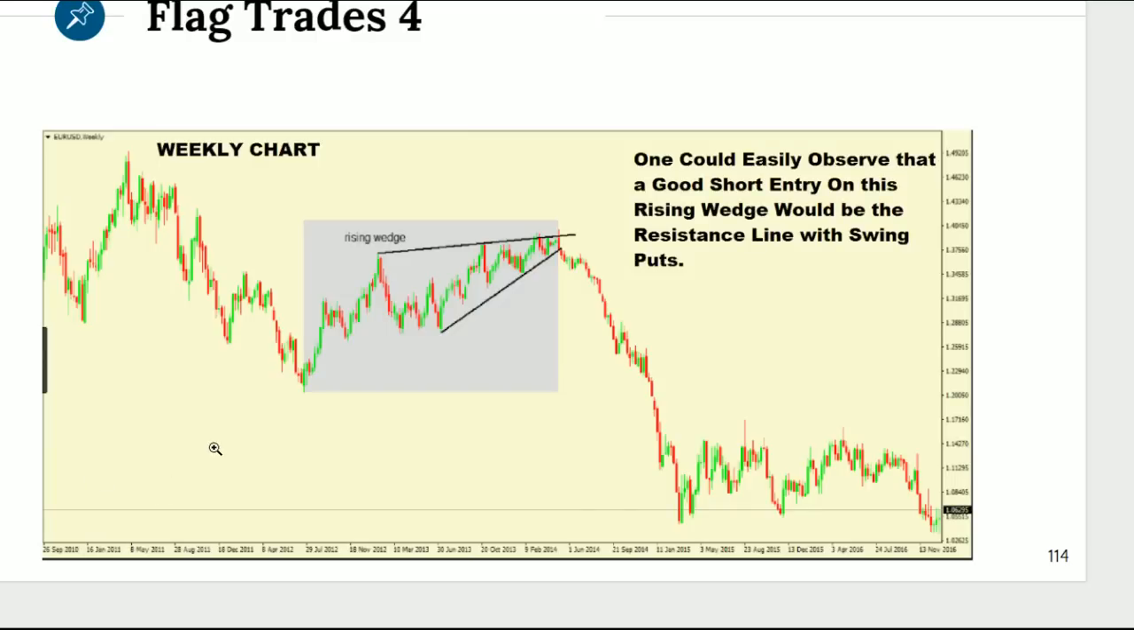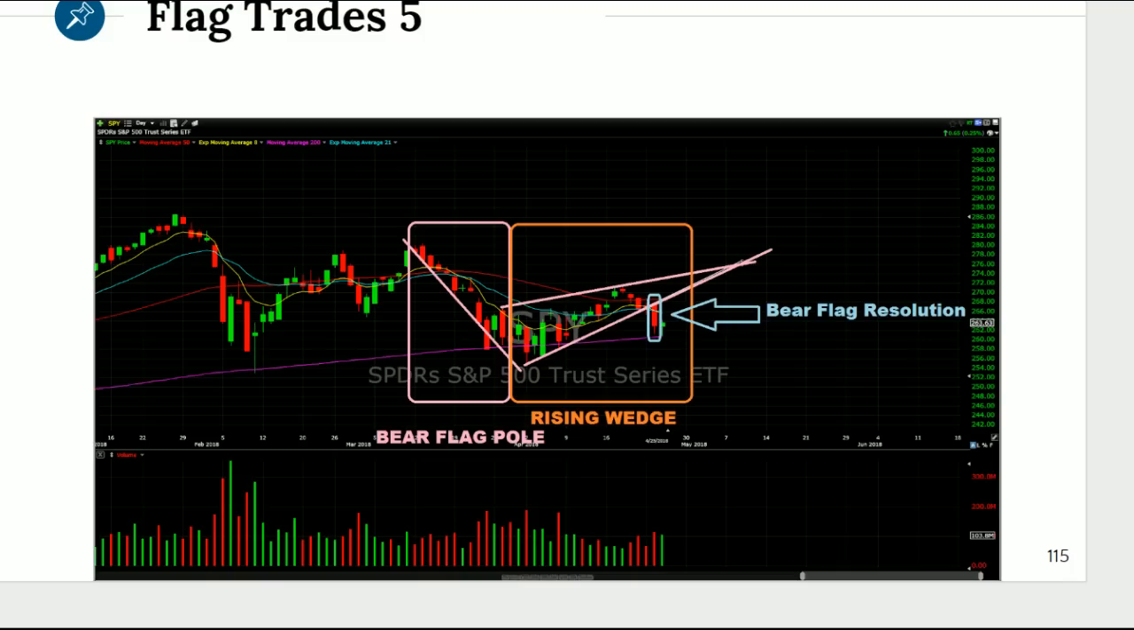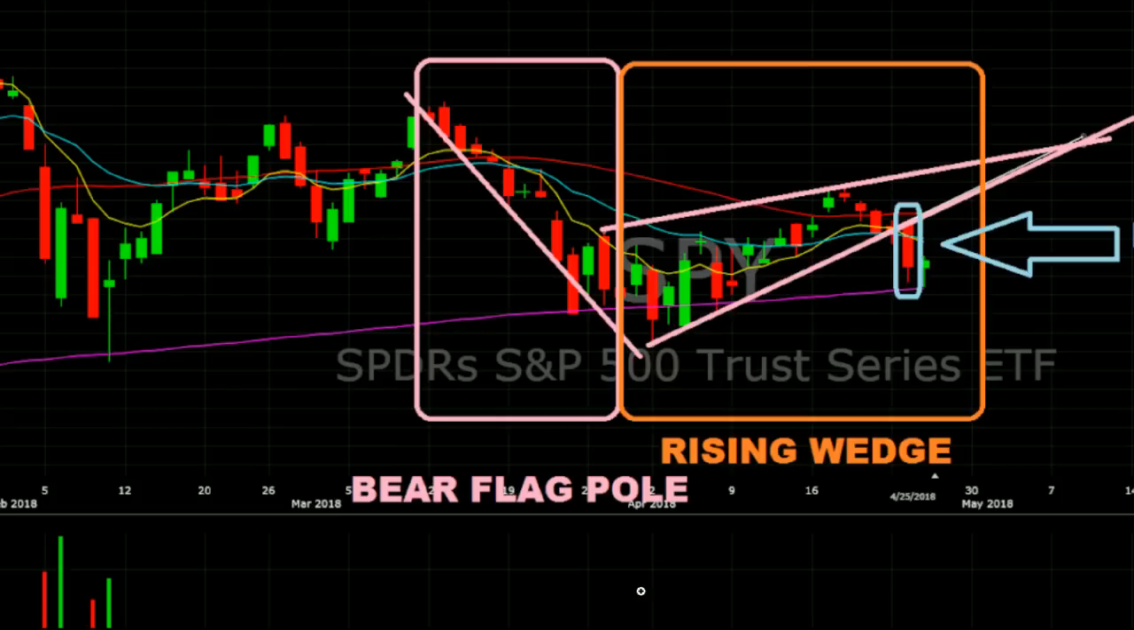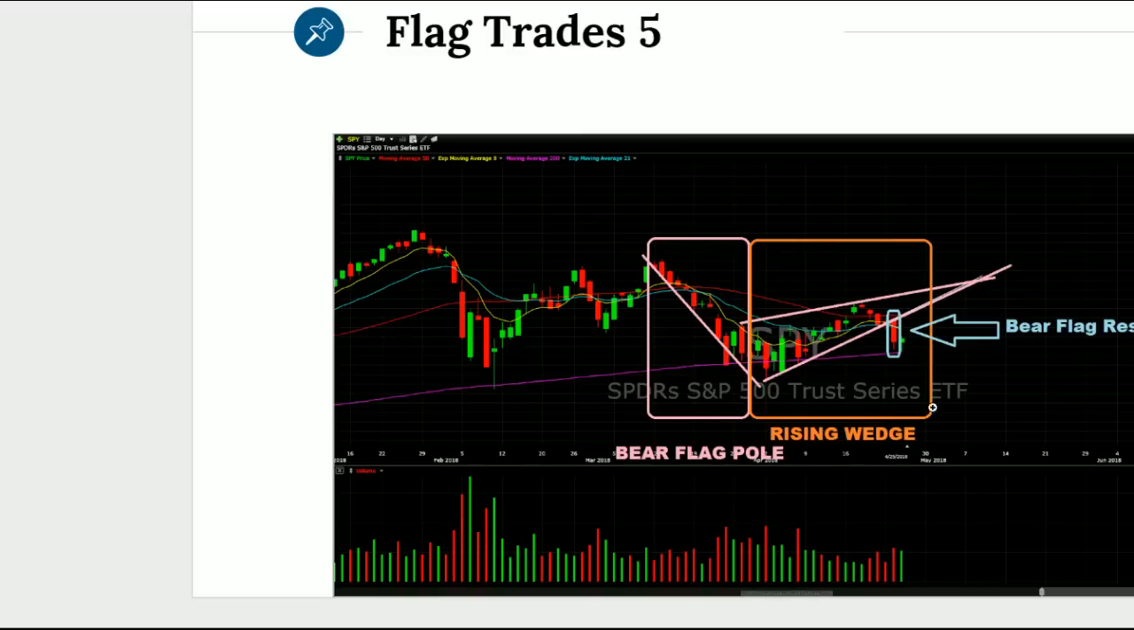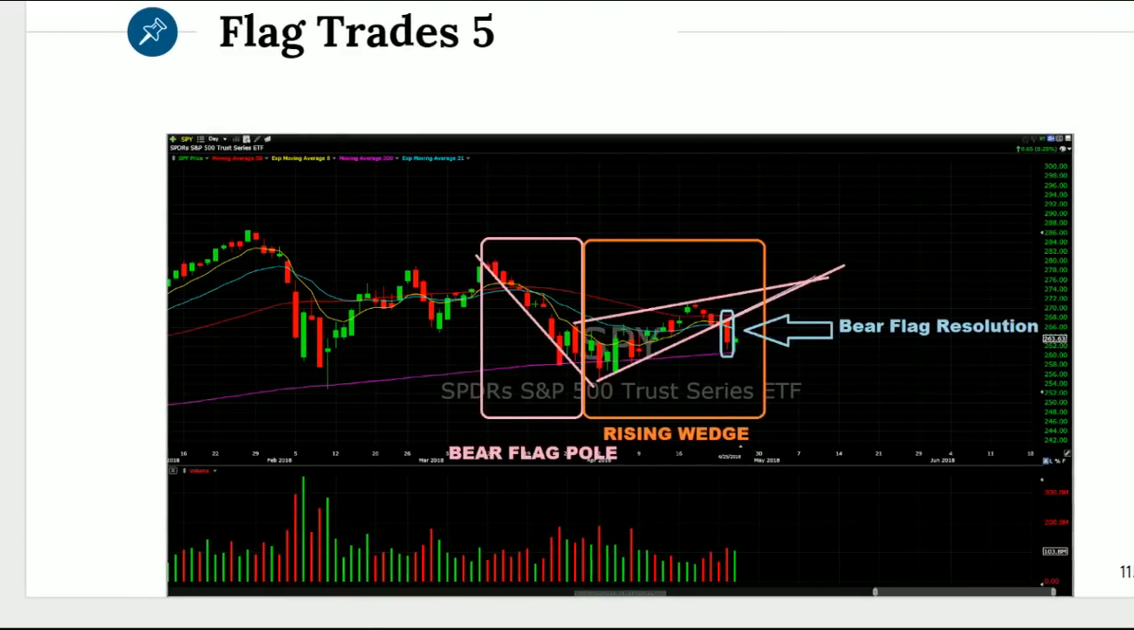And here's a weekly chart of the Euro US dollar. One could easily observe that a good short entry on this rising wedge would be the resistance line right here with swing puts. So if you were trying to enter, you could enter short, or if you're trading a stock, with puts on this top resistance line of a rising wedge. Here's where we were calling the bearishness of the Spiders before it dropped. You'll notice right here, there was a bear flagpole. The wedge rose, and then when the Spiders were finally ready to break down, it resolved, and you had a bear flag resolution in the Spiders right over there.